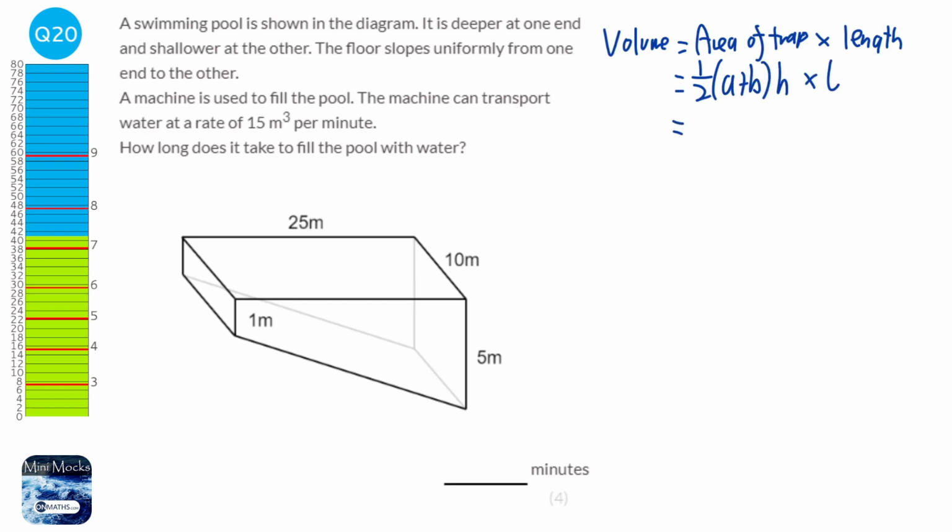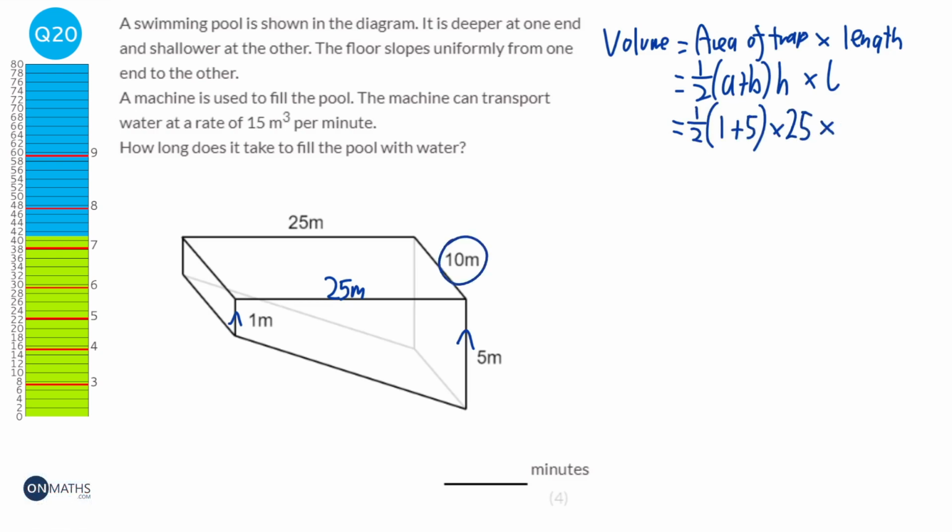Now A and B are the two parallel sides, which will be this one and this one, and then the H is the perpendicular line that hits both of them at 90 degrees, which is what perpendicular means, between the bases. So this will be the 25 meters here. So it's going to be half, and then we're going to add 1 and 5, times that by 25. The length is how 3D it is, so it would be that 10 there. So we're going to times that by 10, and that will give us 750. So it's 750 meters cubed.